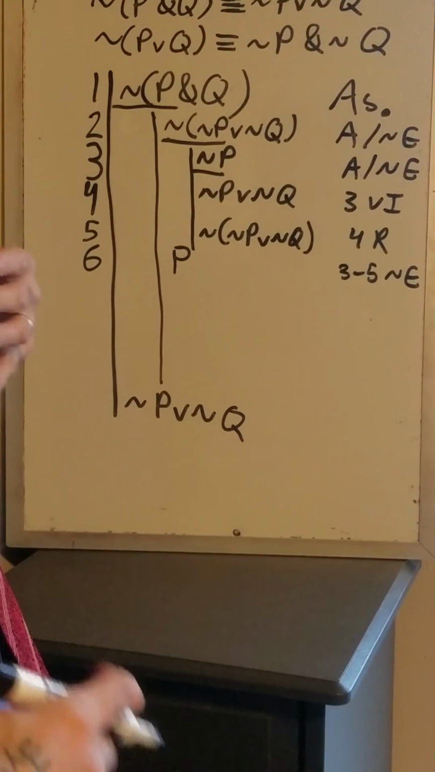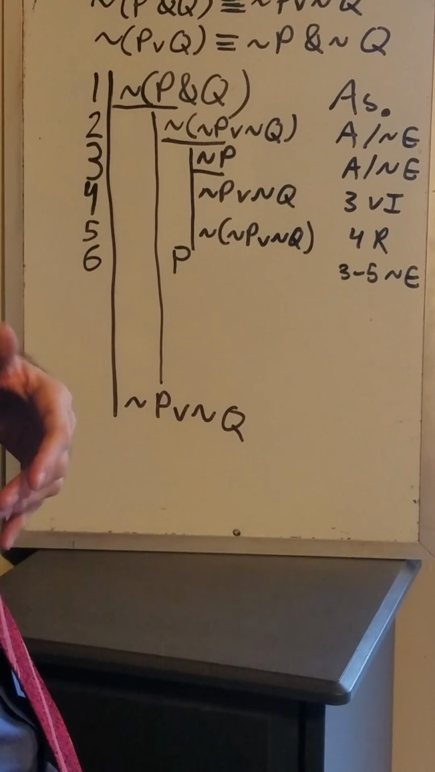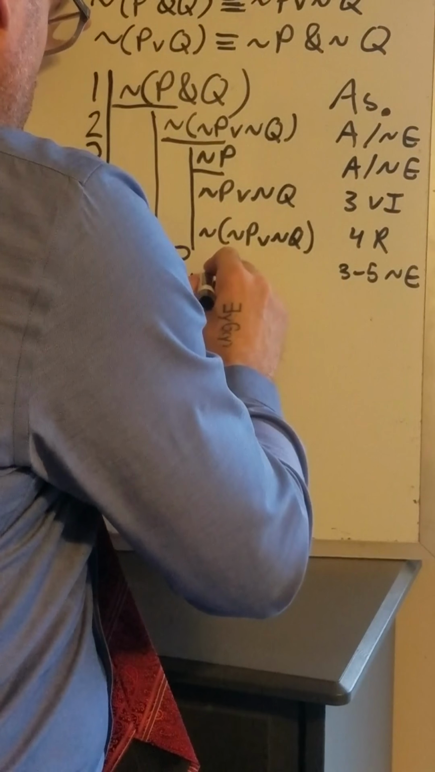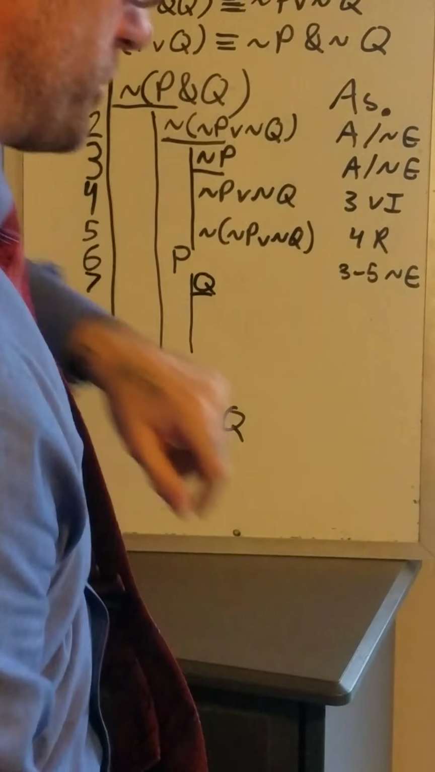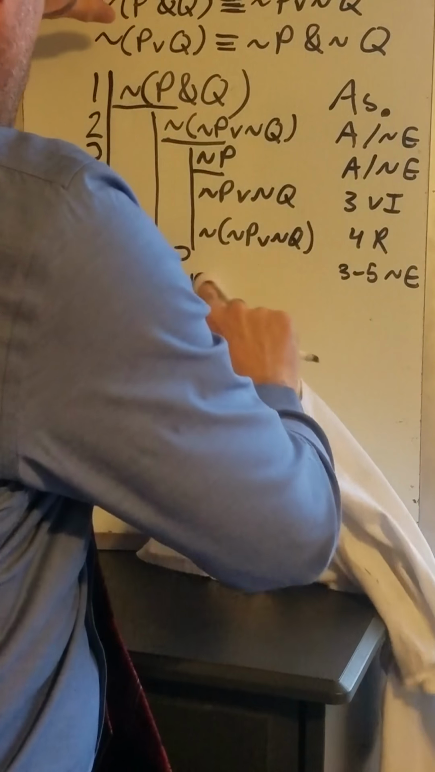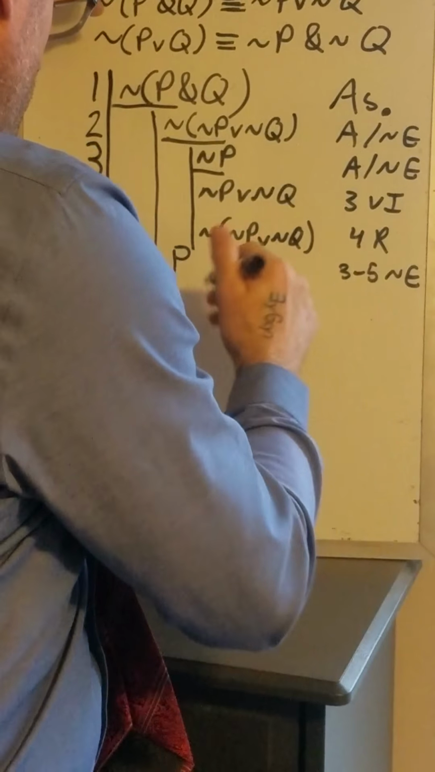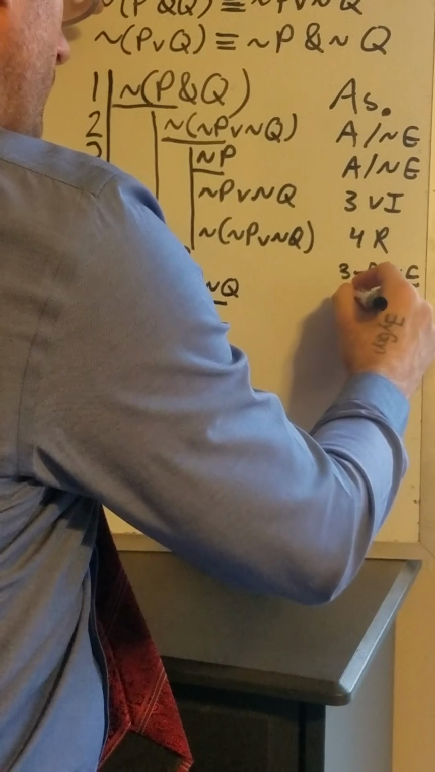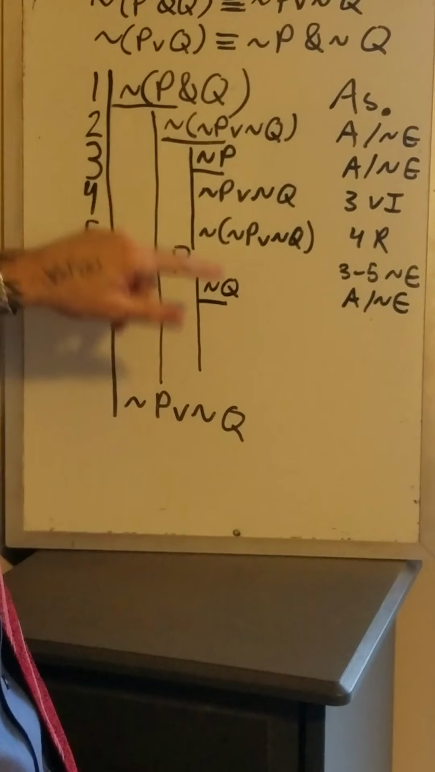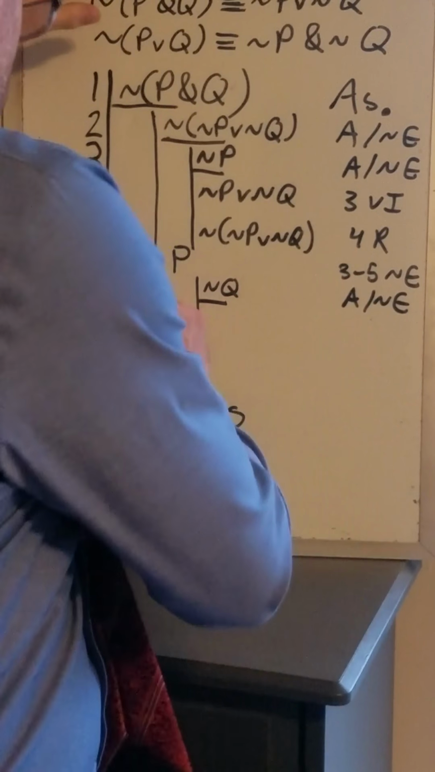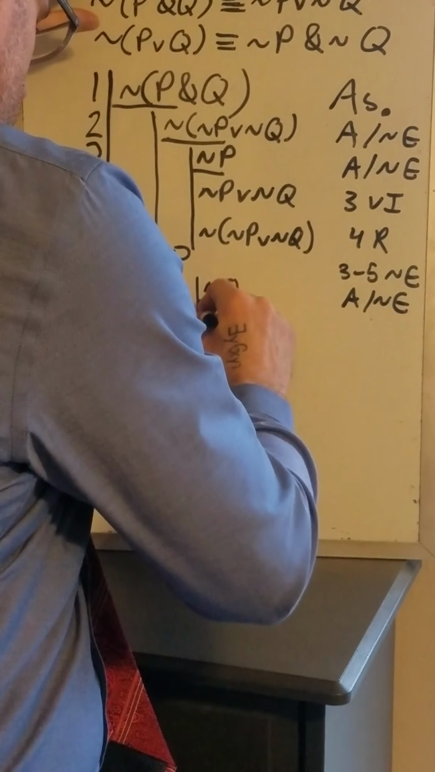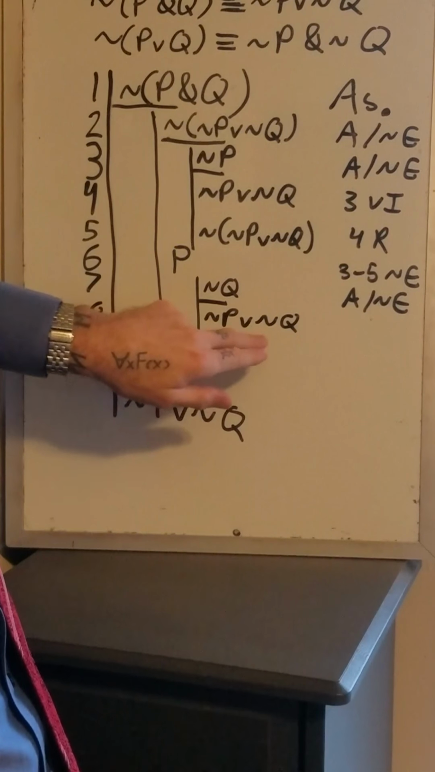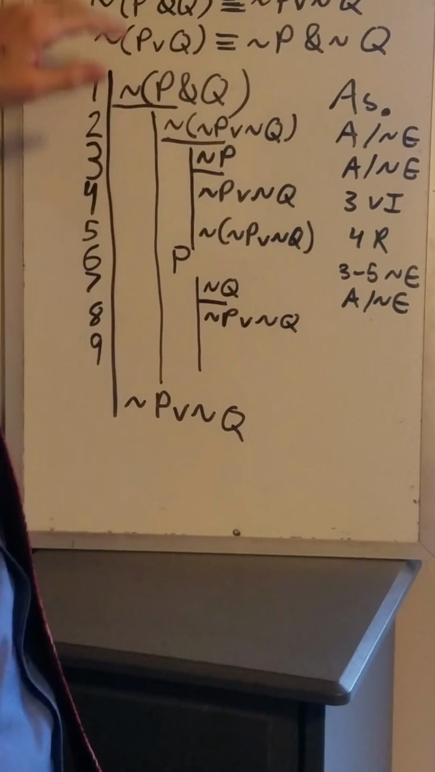And now we're going to kind of do the symmetrical thing with Q. Oh, excuse me, with not Q. Again, assume for negation elimination. So we'll do disjunction introduction and then reiteration to get a contradiction.